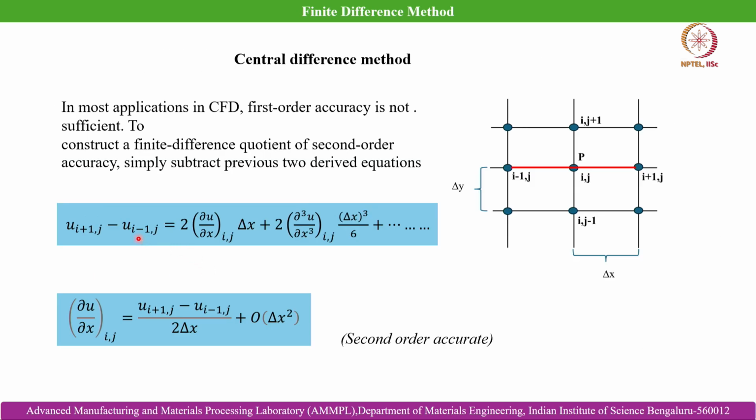So, then if we just subtract u i plus 1 j minus u i minus 1 j, then you arrive at this expression over here, and from here you can quite easily estimate the value of del u del x at i j, that is the first derivative of u in terms of x. So, it becomes u i plus 1 j minus u i minus 1 j by 2 delta x, and then these are the truncation error. So, here it is second order accurate. So, in terms of accuracy it is better than the forward as well as backward differencing technique.